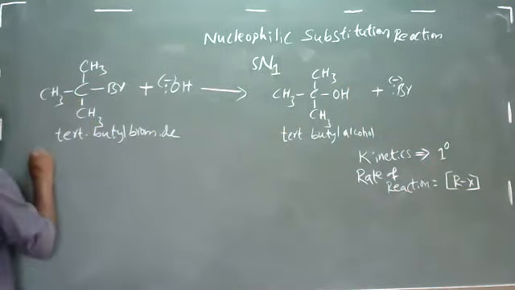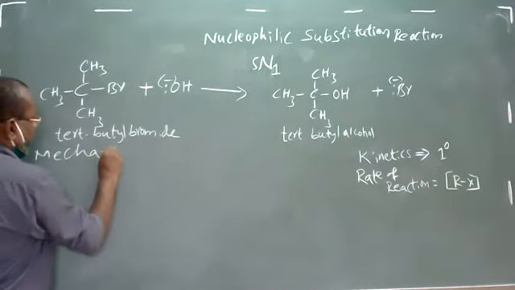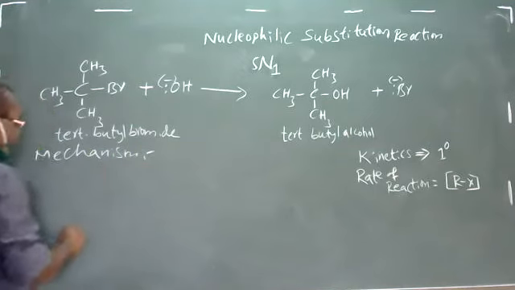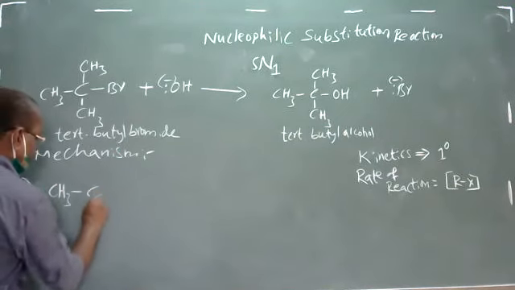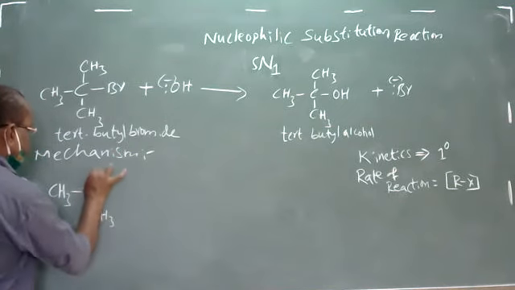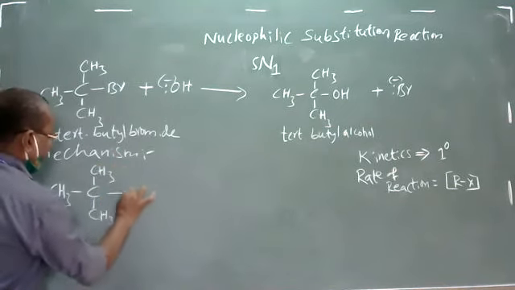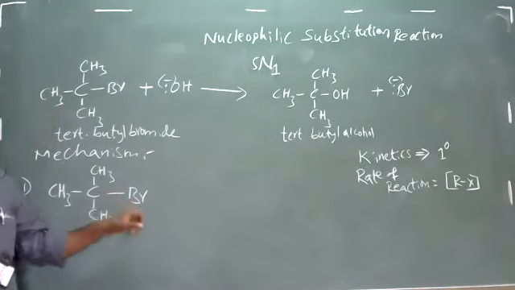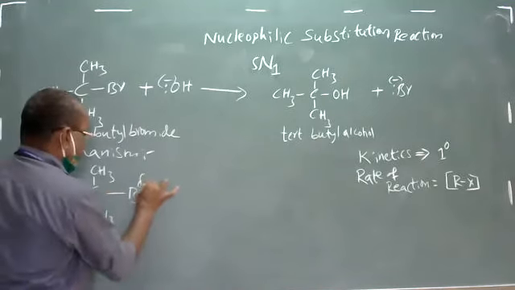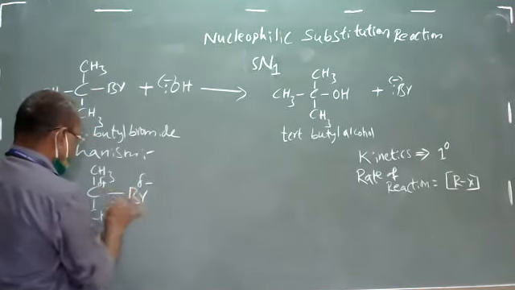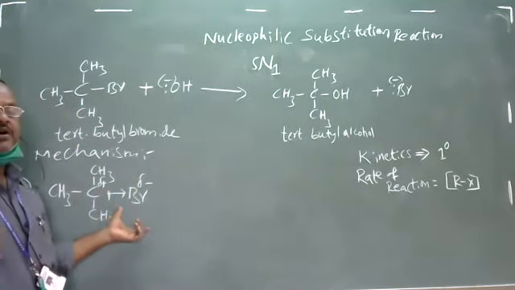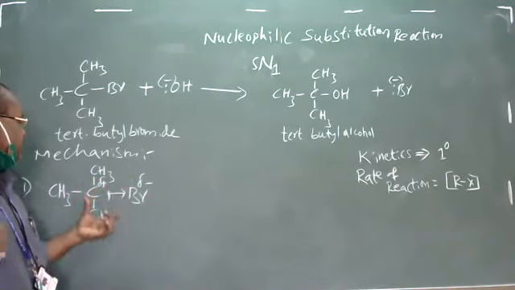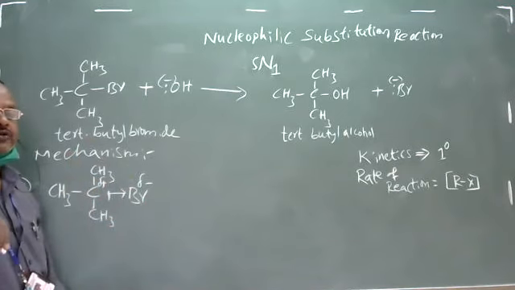Coming to the mechanism, it is a two-step mechanism. In step 1, the tertiary butyl bromide, where this bromine is electronegative, always tries to pull the bond electron towards itself, thus creating delta minus, delta plus, and the covalent bond is converted to a polar bond. There is a weak bond which can be broken very easily. This is the situation in this particular molecule.